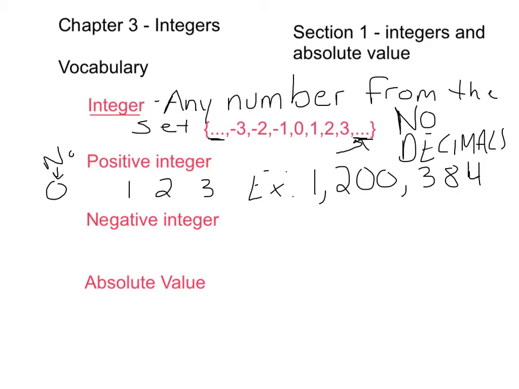And so a negative integer, an example, -1, -2, -3, -217,938. That's a negative integer. Okay, and that goes to negative infinity. You'll see that dot, dot, dot. So they don't have fractions. There's no decimals. So that's what an integer is.